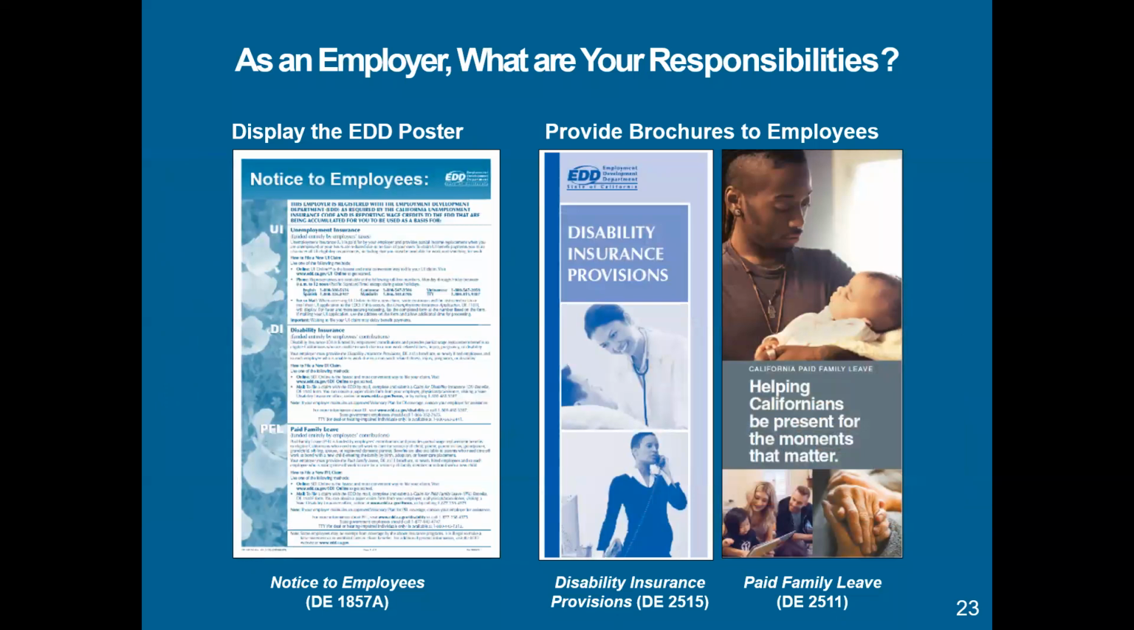So the fun part, employer responsibilities. All we ask is that if you get a chance, display the notice to employees, DE 1857A, in a public location such as a break room or centrally located bulletin board, and also provide brochures to new hires or employees who may need to file a claim. These forms are available for order and are free of charge at edd.ca.gov/forms.